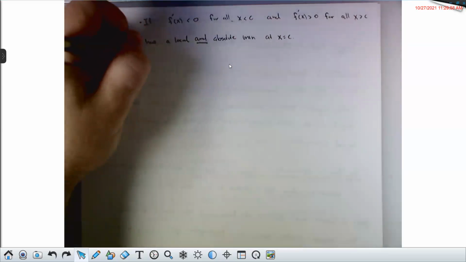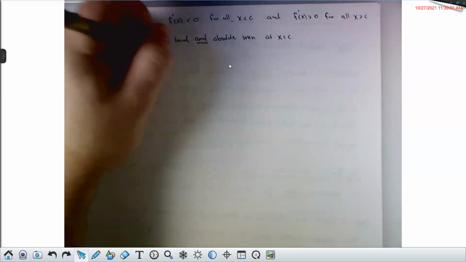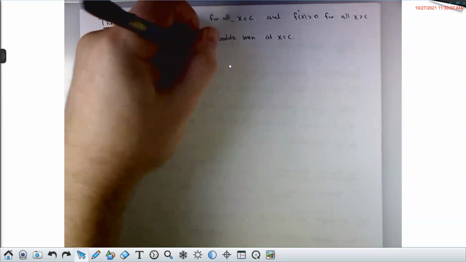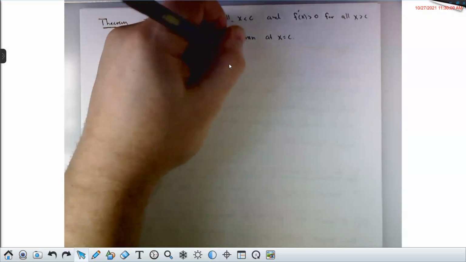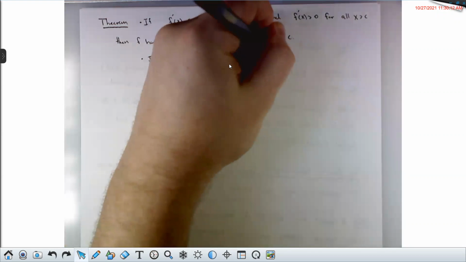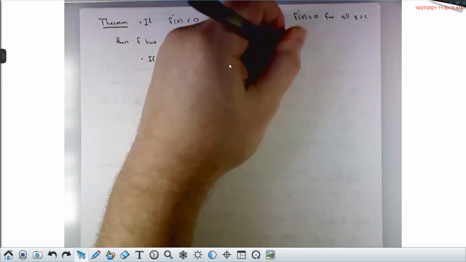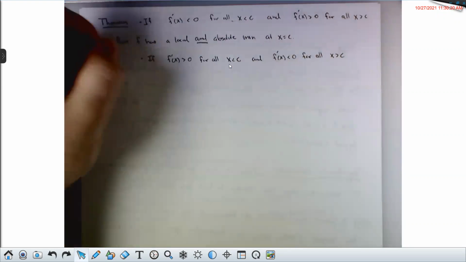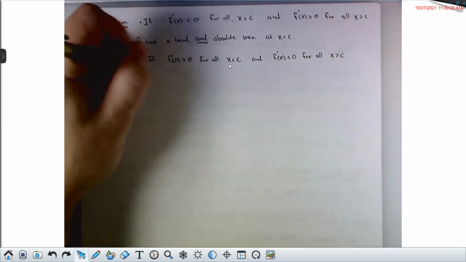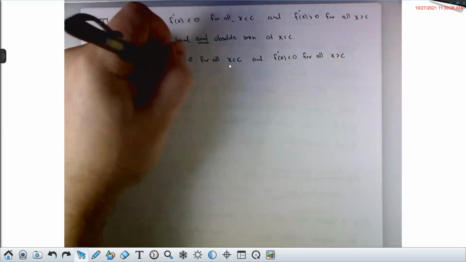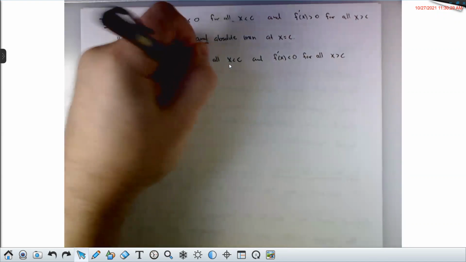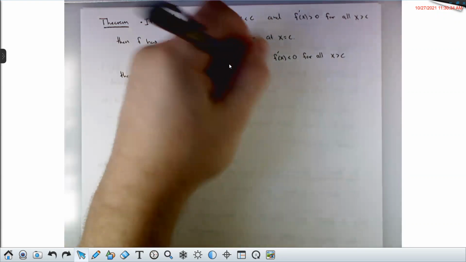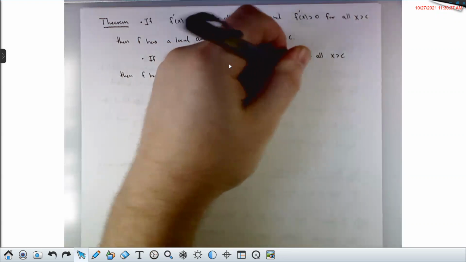Similarly, if f prime of x is positive for all x less than c, and f prime of x is negative for all x greater than c, then f has a local and absolute max at x equals c.